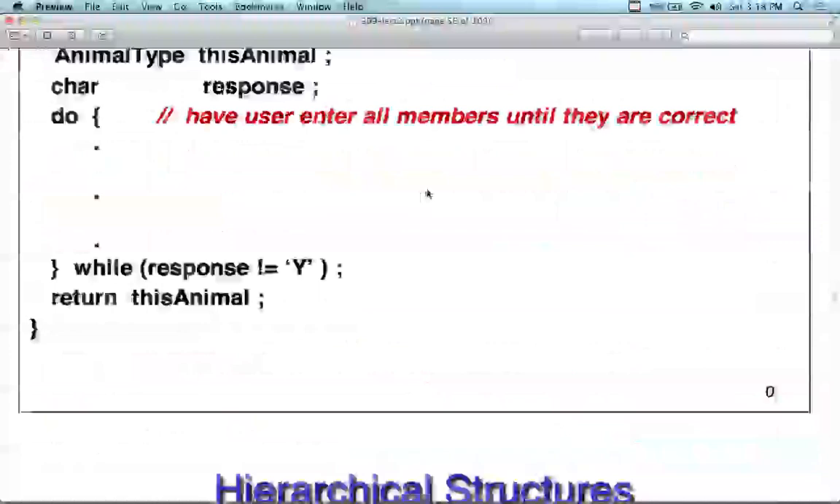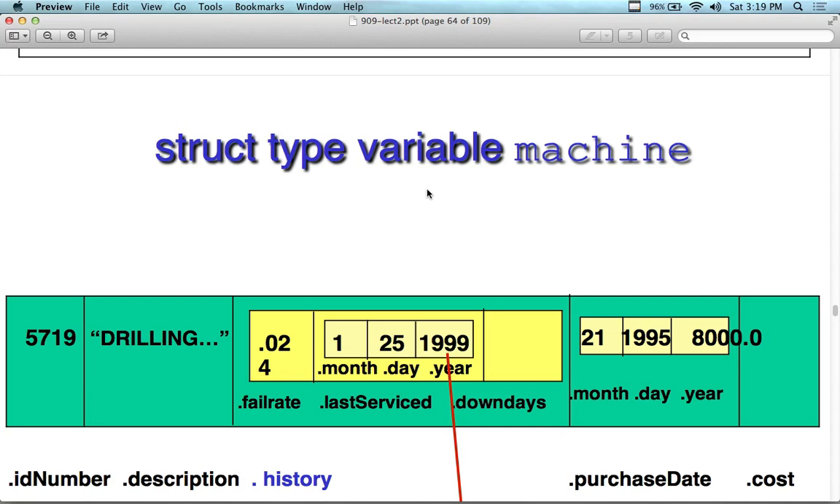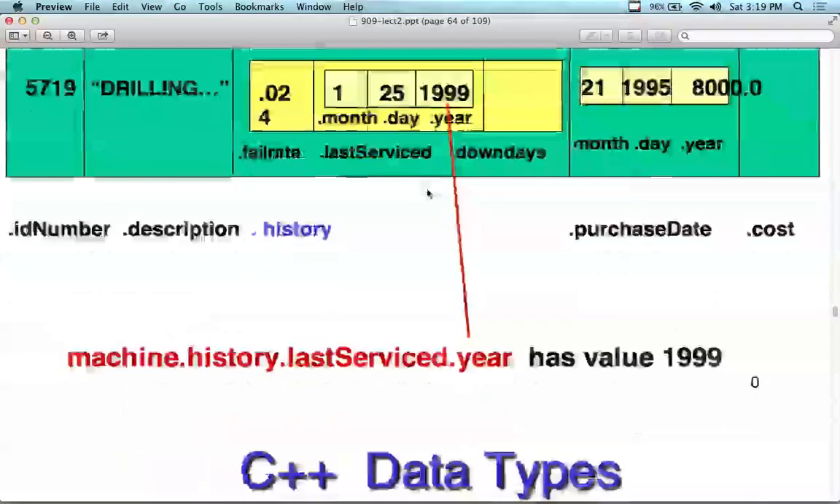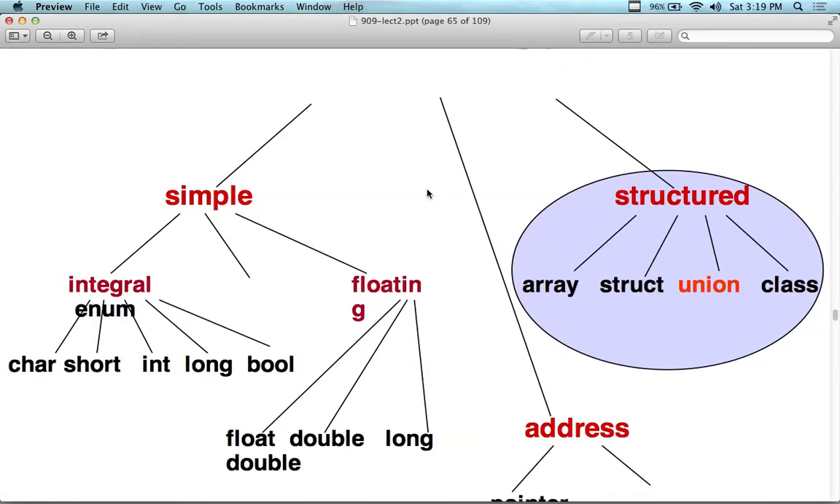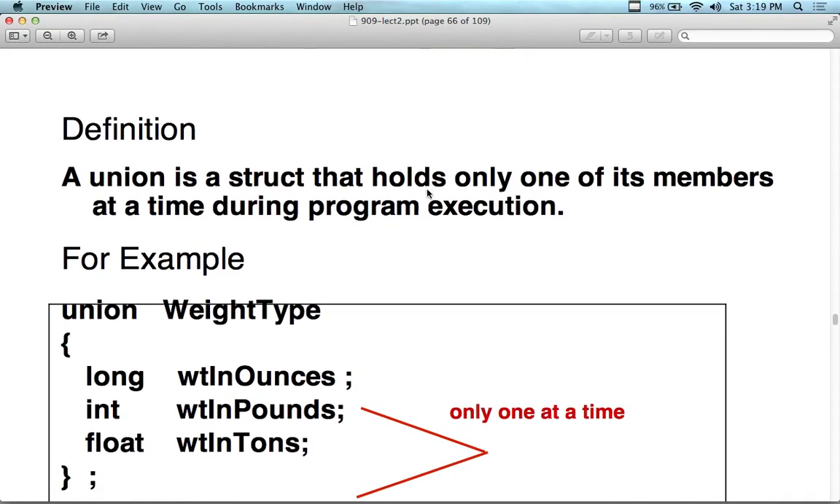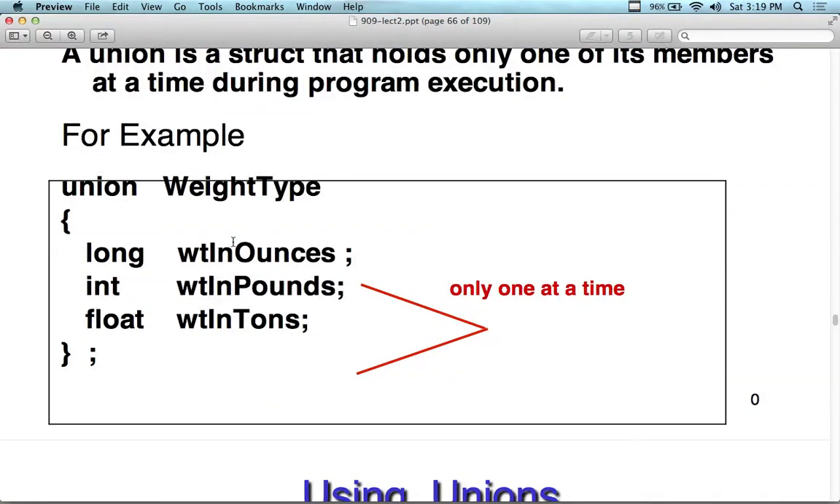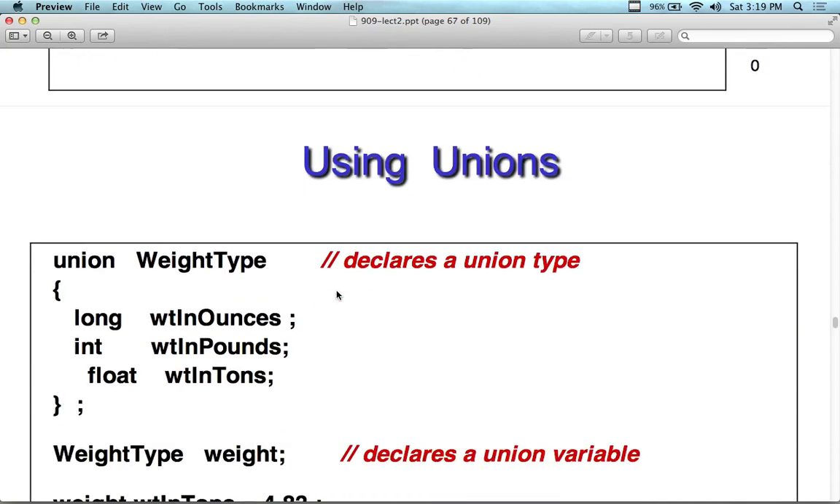Structures, just like a class, hold multiple pieces of data all together, all in one name. And then we can make different data types. We can actually put a structure inside of a structure, the same way as we can put a class inside of a structure. We can put a structure inside of a class as well. So the union is a structure that holds only one of its members at any time during execution. So here's our weight type, as I was trying to mention before. A long, an integer, and a float, only one of them can be allocated. So there's only one space being held for the union. And they're all being held together. So at one moment in time, you might have ounces, pounds, or tons, but you're not going to have all three simultaneously per union.